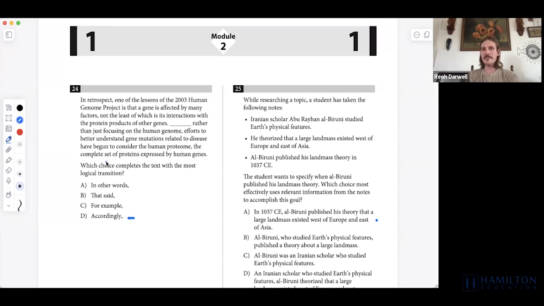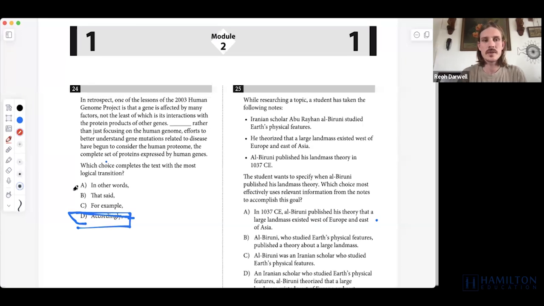So what we need is a cause and effect type transition. Classic examples would be thus, therefore, as a result, right? The only one here that does that is accordingly. Accordingly means in accordance with, or according to, as such, we should do something else, right? This fits that category of transitions. So you should study our transitions categories if you're missing a question like this, because accordingly is a great example of a cause and effect transition, but is maybe not one of the first examples we'd think of, like thus or therefore.